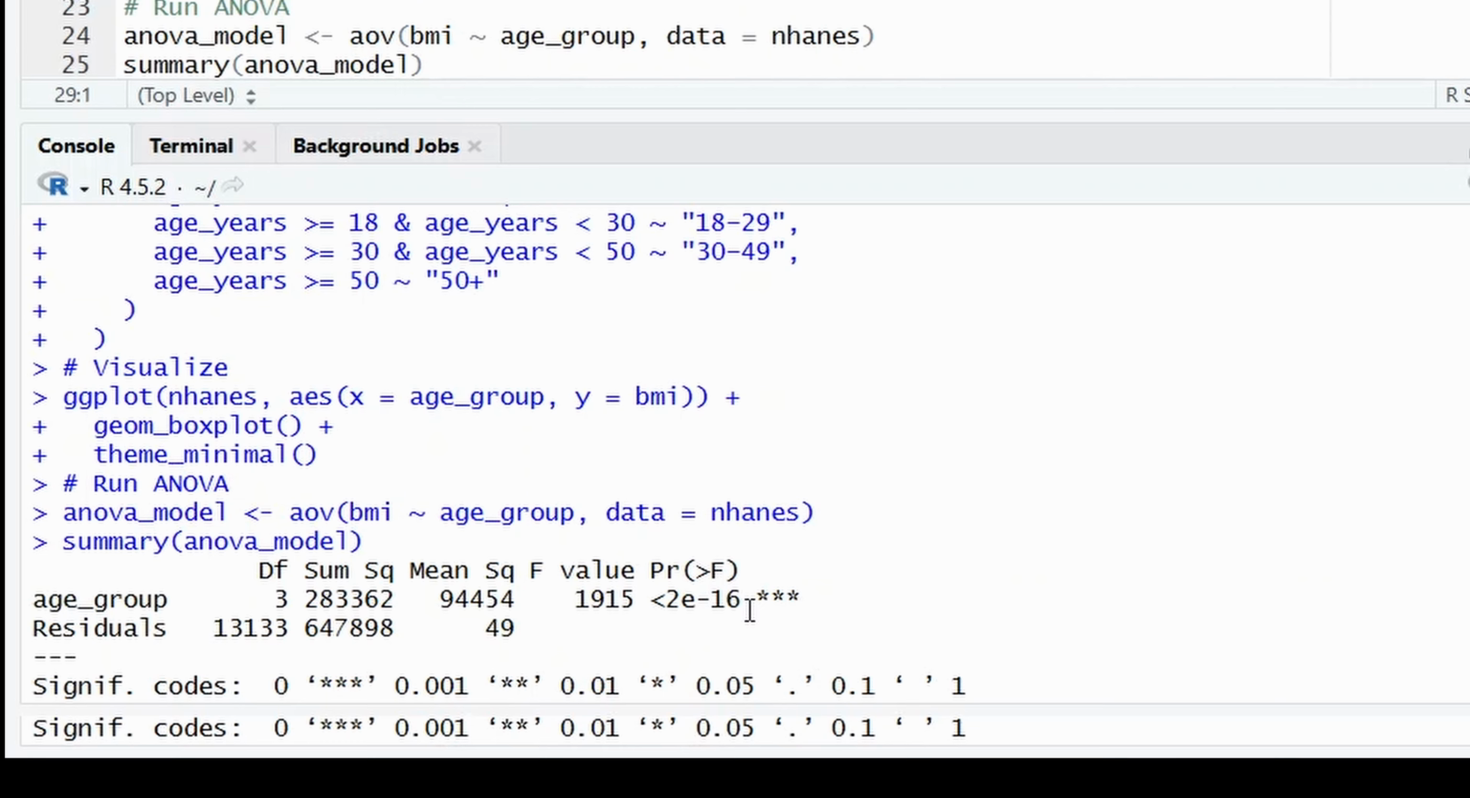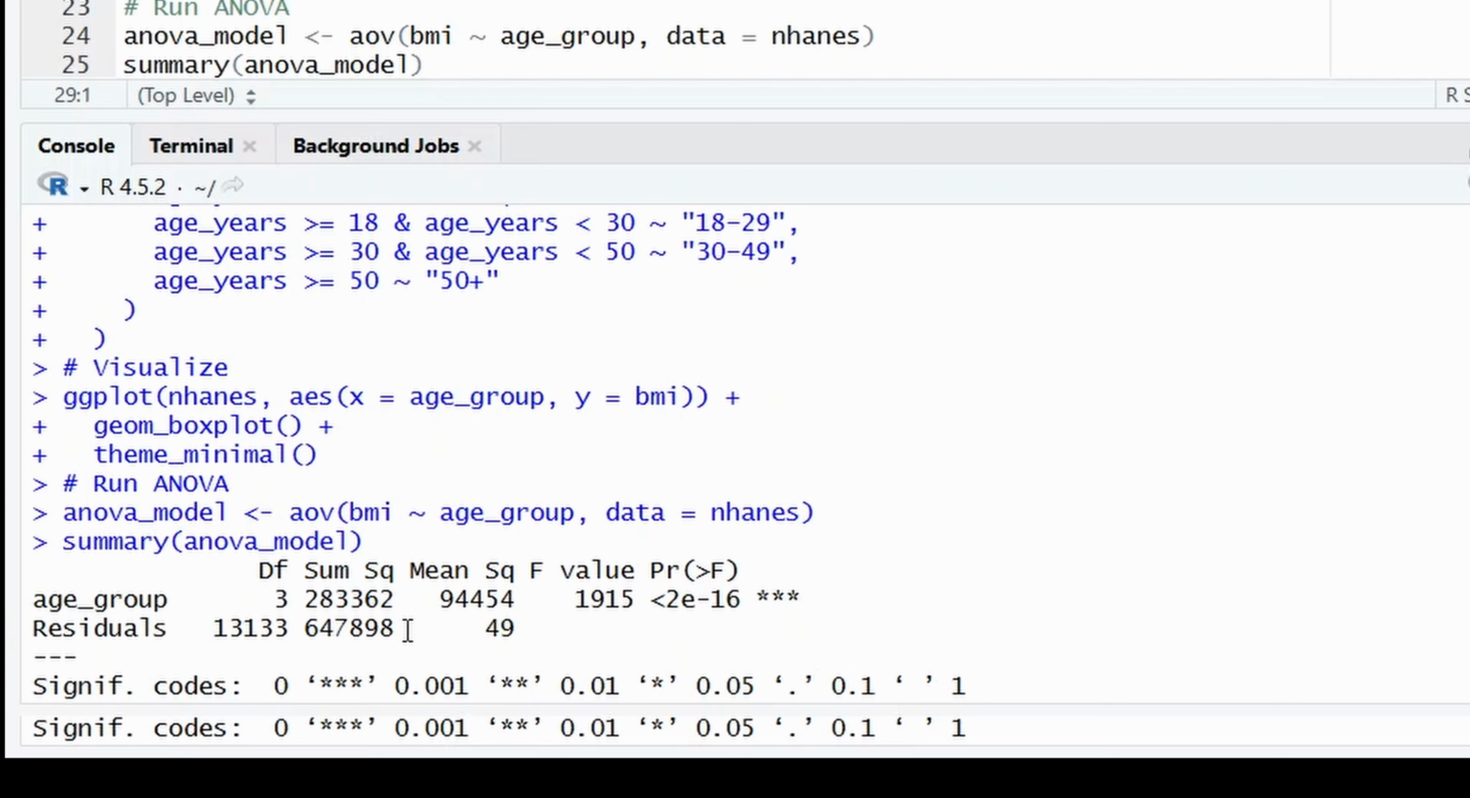So what does that tell us? It means there is very strong evidence that average BMI differs across age groups in this population. Now let's put this into context. The sum of squares for age group is 283,362 compared to 647,898 for the residuals. This tells us that a substantial portion of the variation in BMI is explained by age group differences. In simple terms, BMI is not evenly distributed across age categories. Age appears to be strongly associated with differences in body mass index.